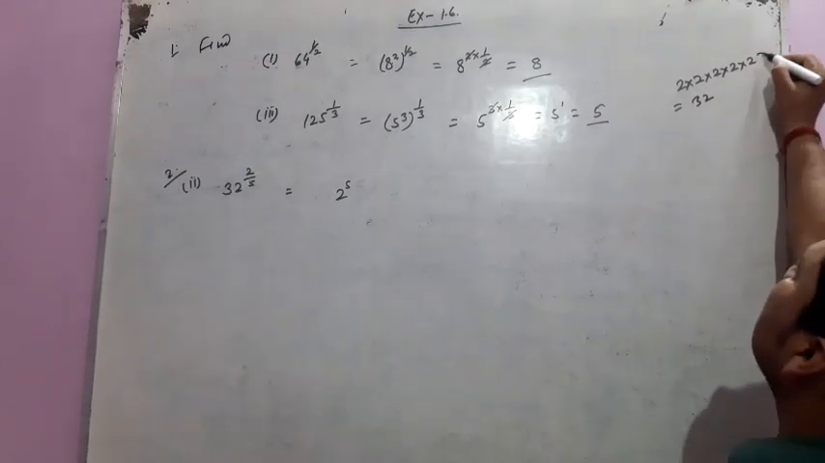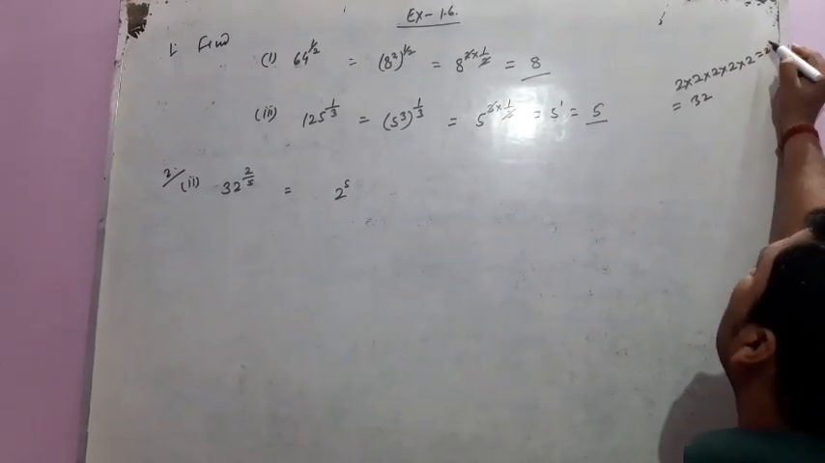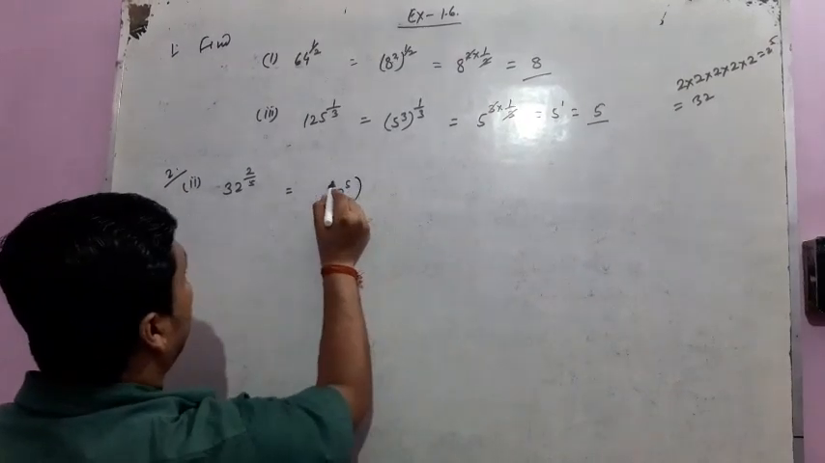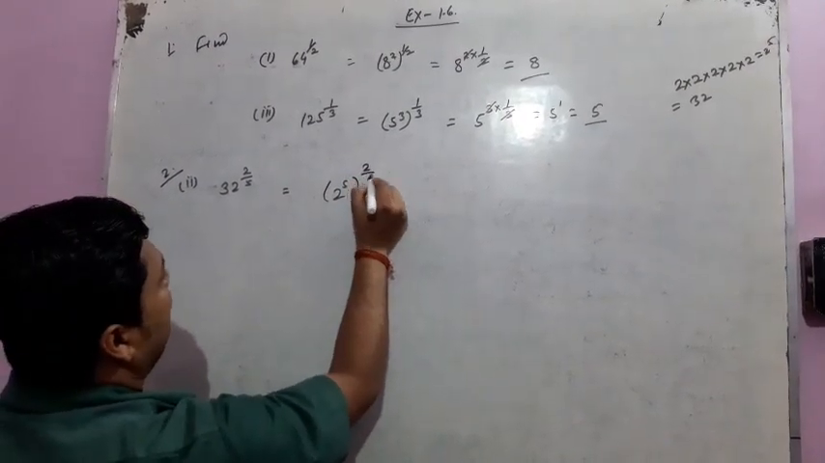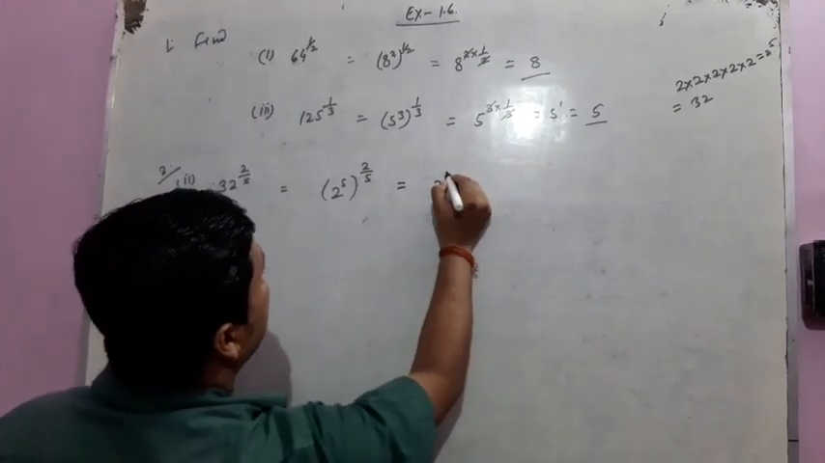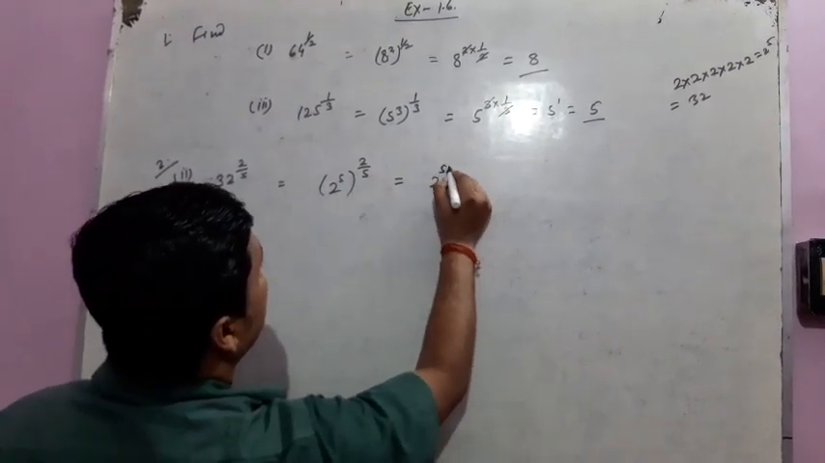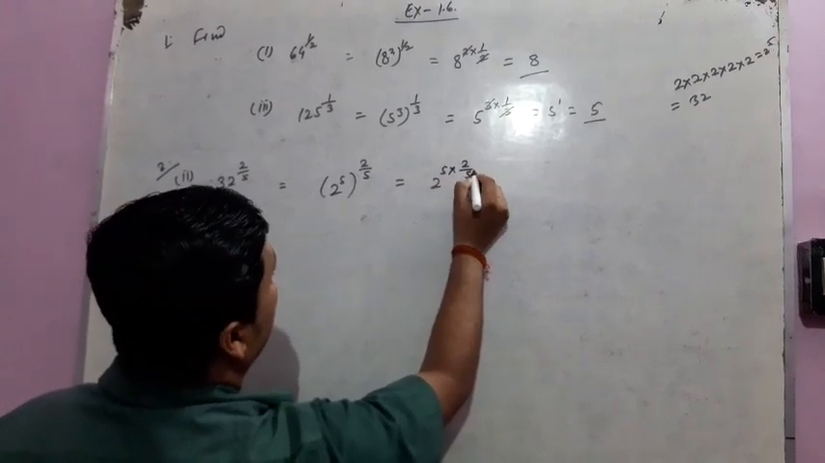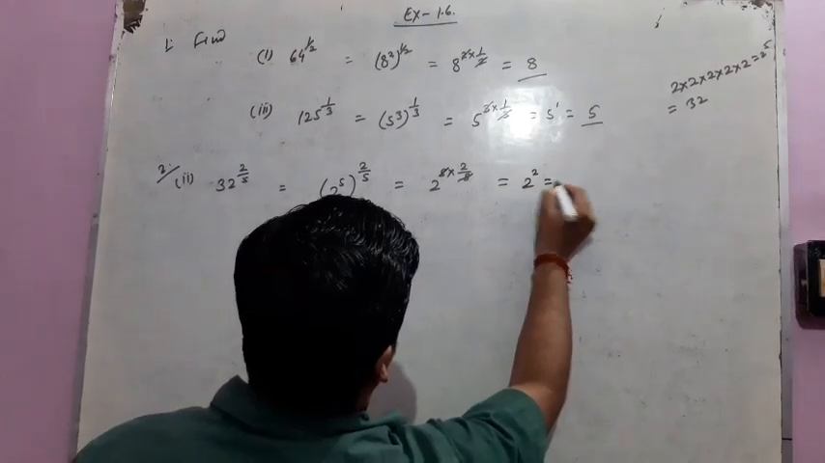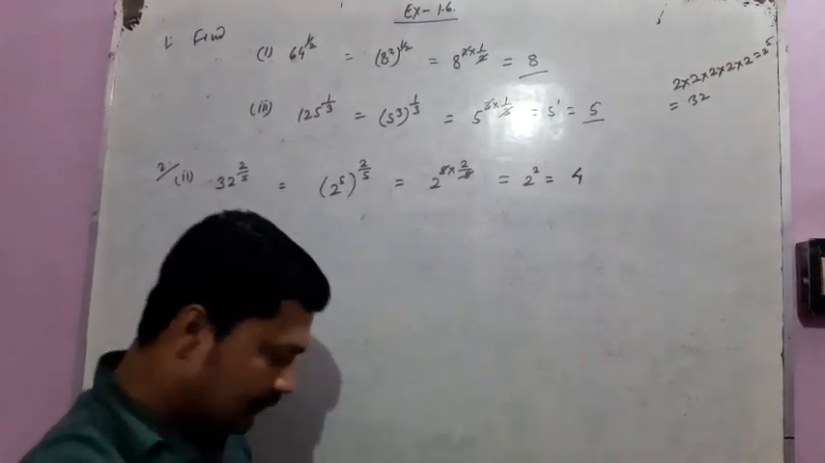So we can express 32 as 2 to the power 5. Now what is the power of 32? 2 by 5. So here we also write 2 by 5. Now multiplying the exponents of the same base, 5 into 2 by 5. Now 5 cancels here. What remains? The square of 2. The square of 2 is 4.